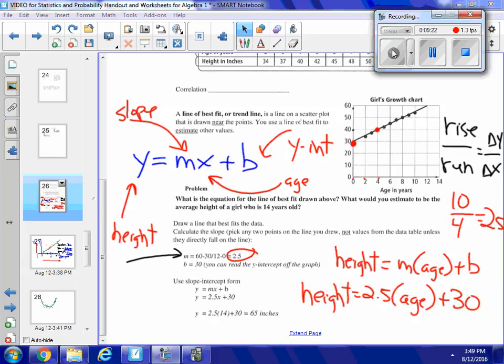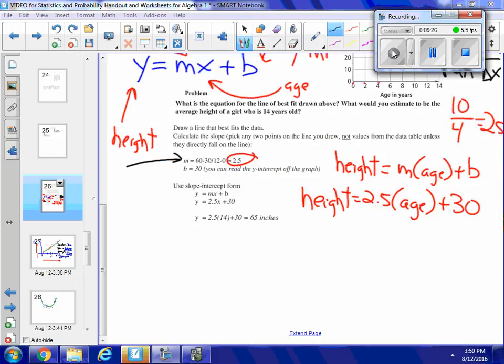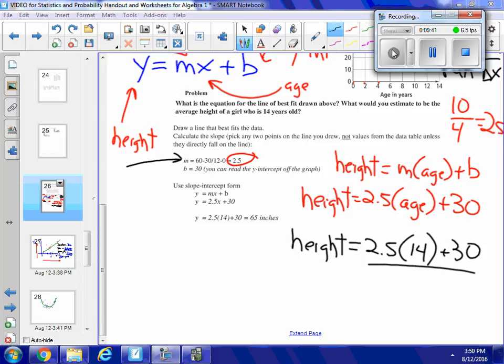So if I want to now predict how tall a 14-year-old girl is going to be, the height is equal to 2.5 times 14, that's the age, plus 30. Well, if I do this multiplication and addition, it comes out to be 65 inches. So you can see how linear predictions are a very valuable tool.